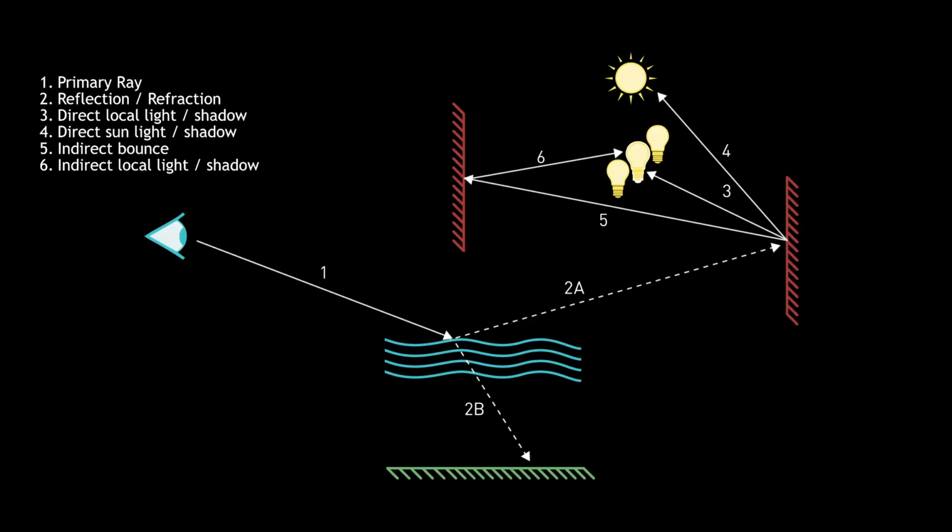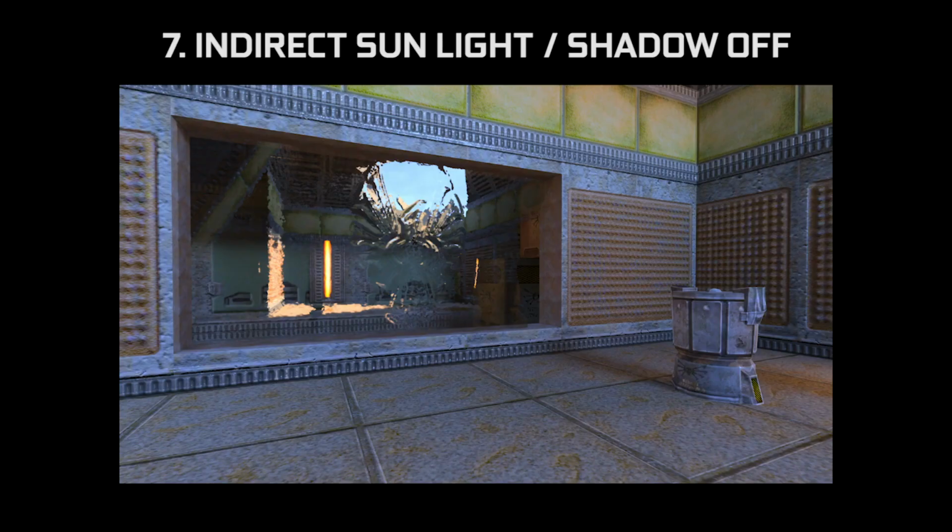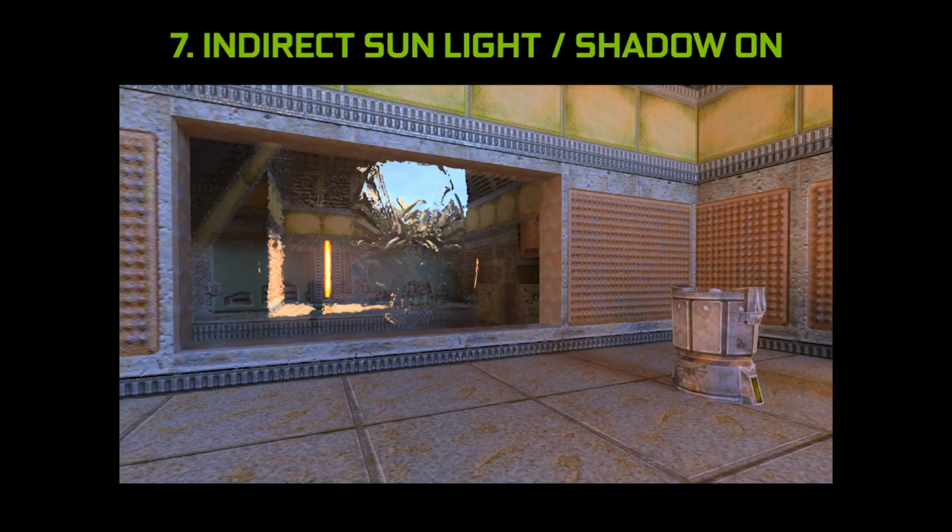The final step for our path tracer here is to compute the indirect sunlight. So we take the bounce from that surface, we trace the ray to the sun, we compute light and shadow just as we've done before. You can see here it has a much larger impact on the scene, and it gives that scene that much more global illumination feel to it.